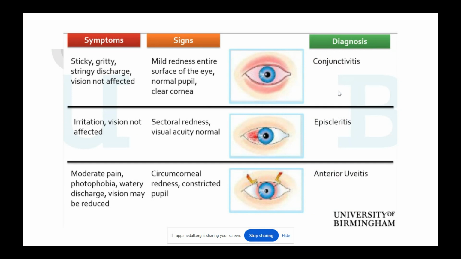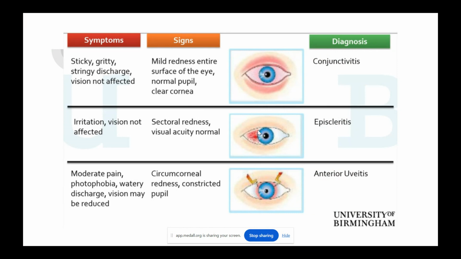You also have episcleritis, which is basically, as you can see, not as red across the whole eye as you would see in conjunctivitis. It's more that the blood vessels are a bit more prominent, and visual acuity would be normal in comparison to other cases of red eye. They will present with irritation, however their vision will not be affected.